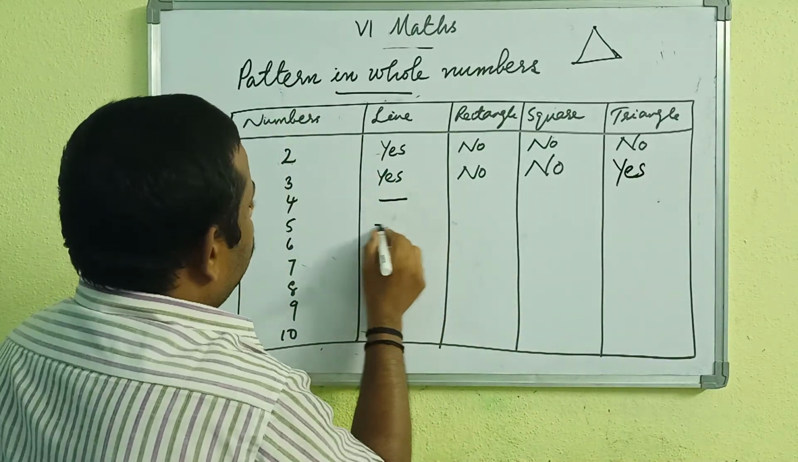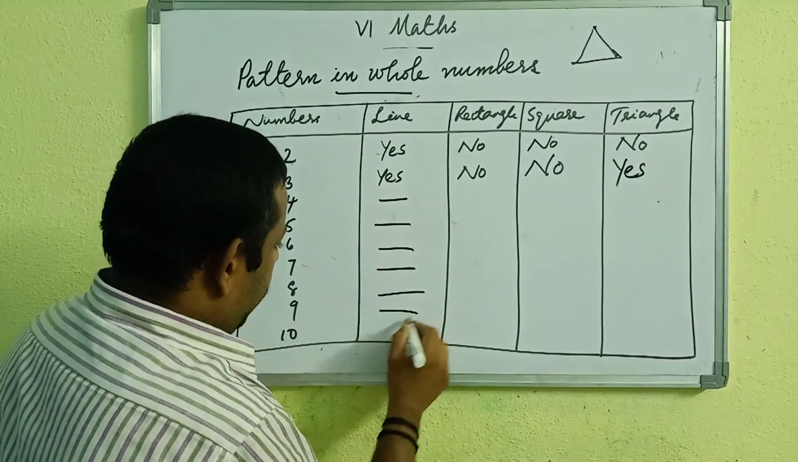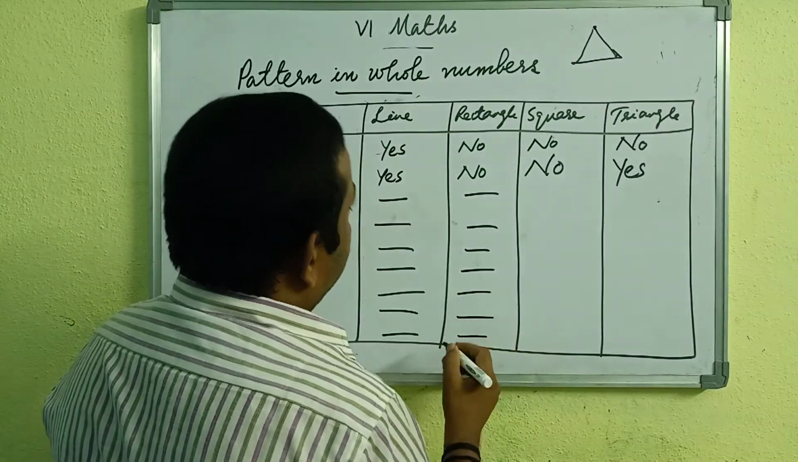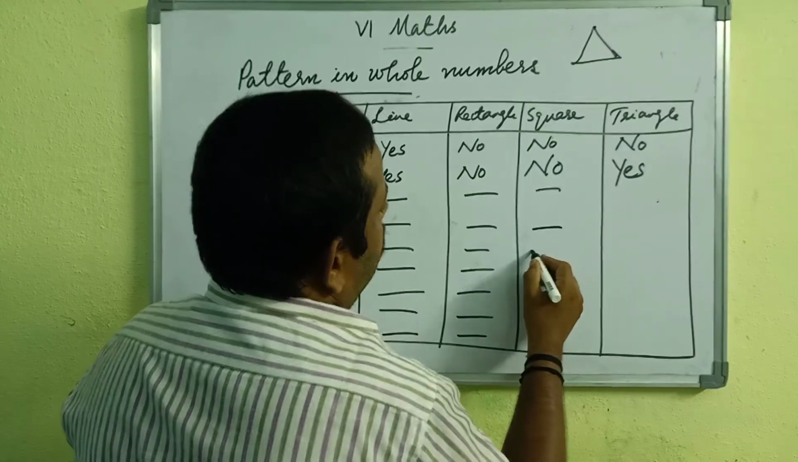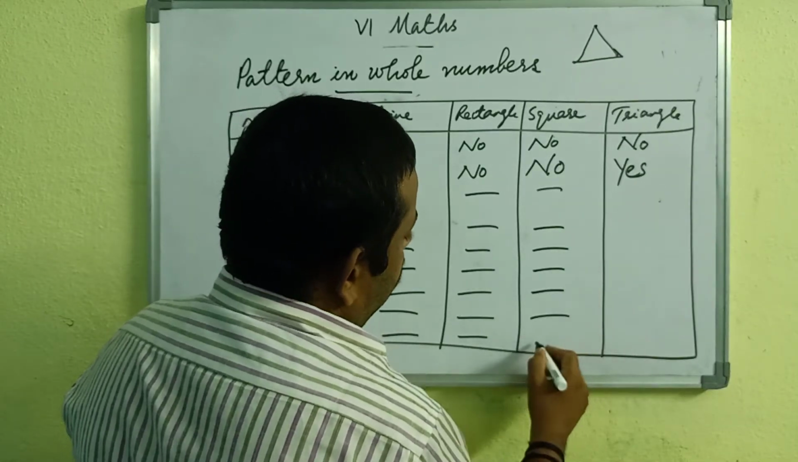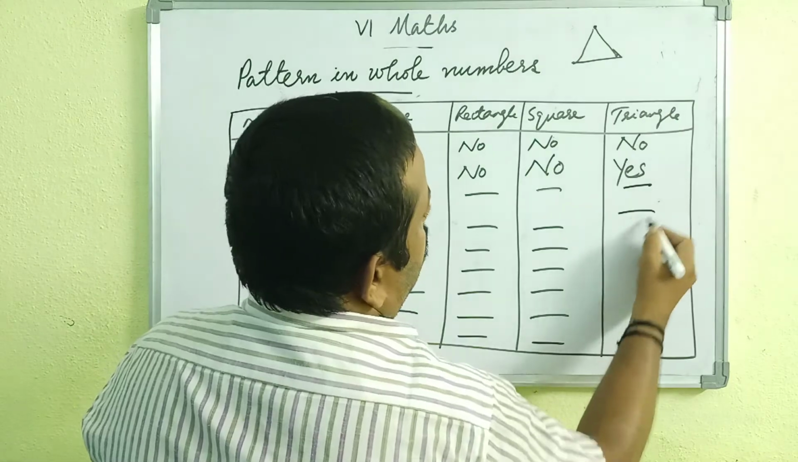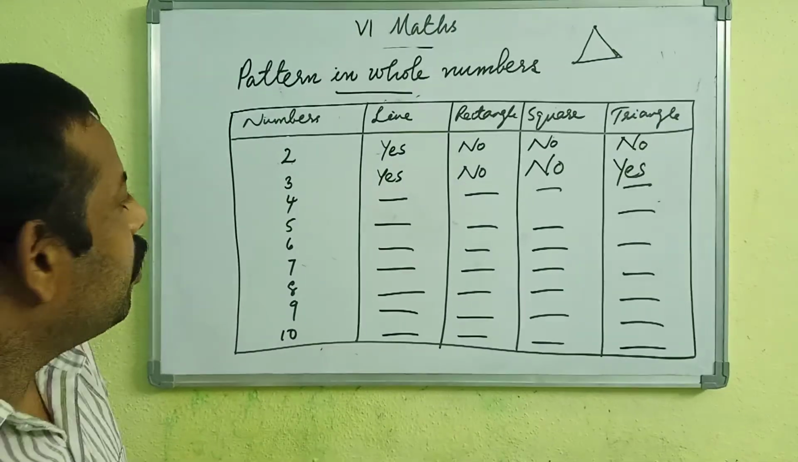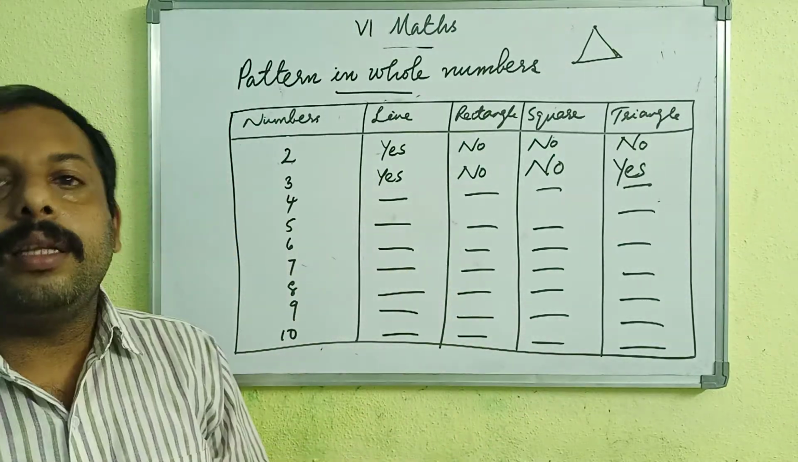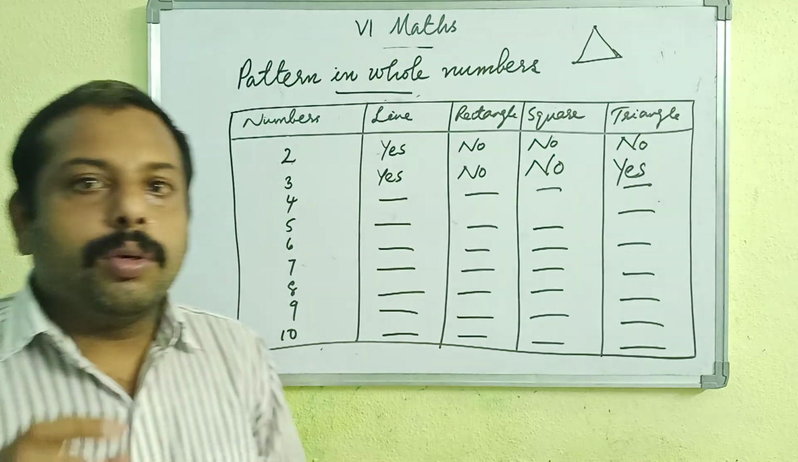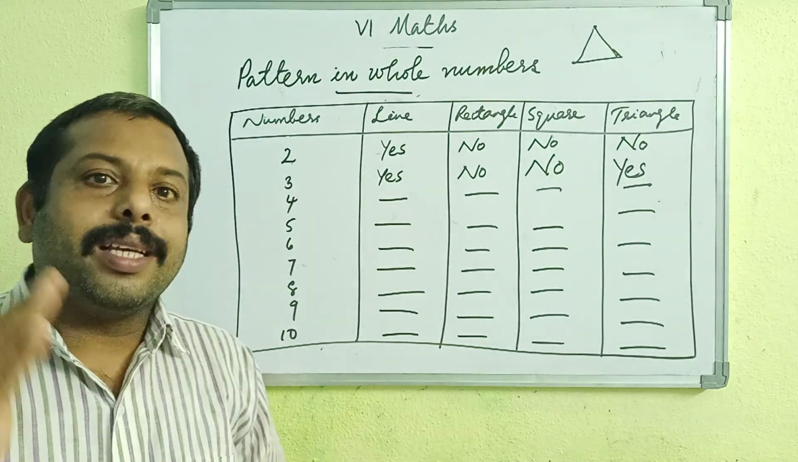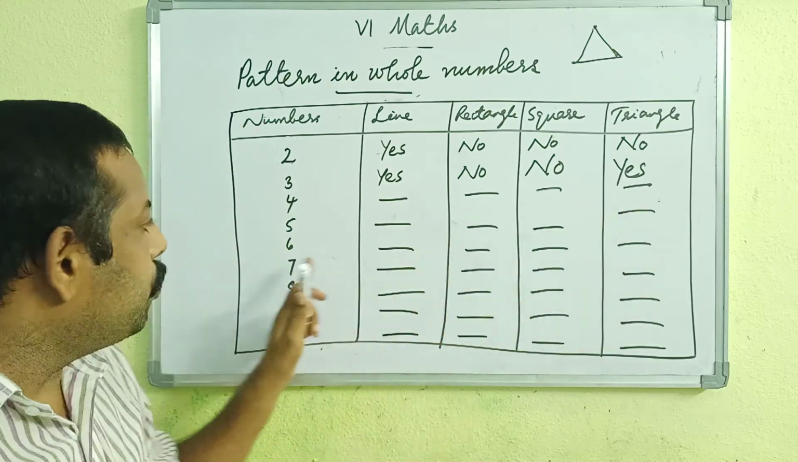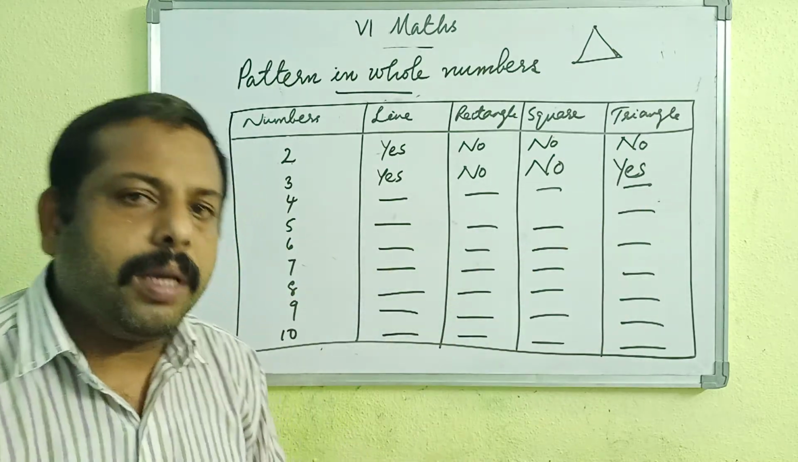Likewise, using 4 to 10, 4 dots, whether you can make a line. That means whether you can show 4 as a line, or 4 as a square, or 4 as a rectangle or 4 as a triangle. Okay, so from 4 to 10 you find yourself. If possible, suppose you are finding out that 6 can be shown as a triangle. So in triangles column towards 6 you write yes. If it cannot be, write no.